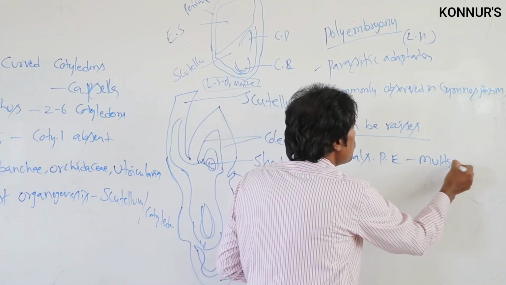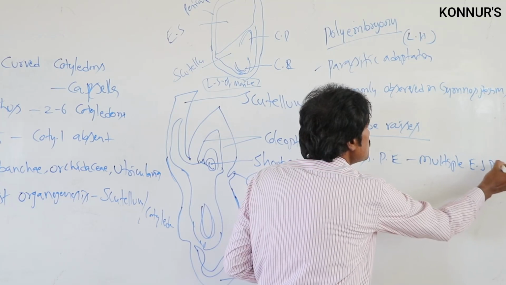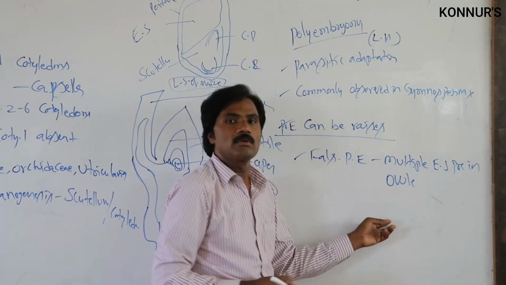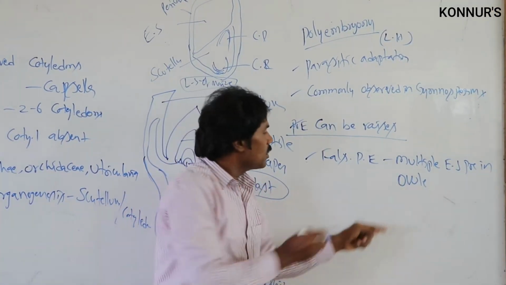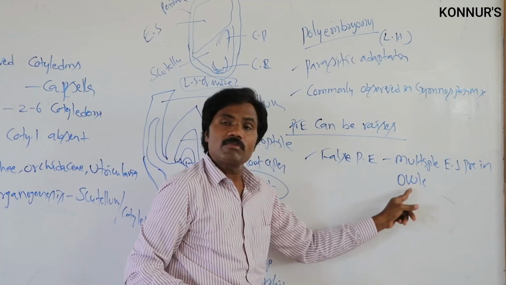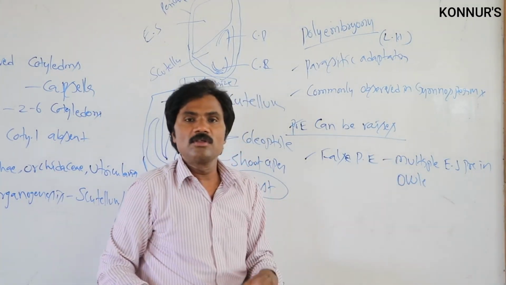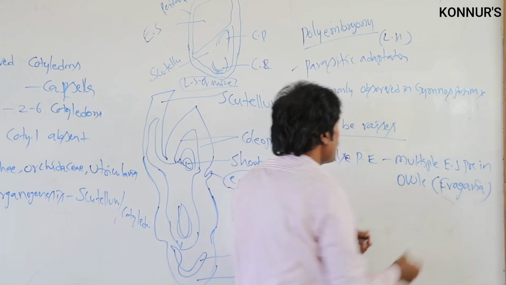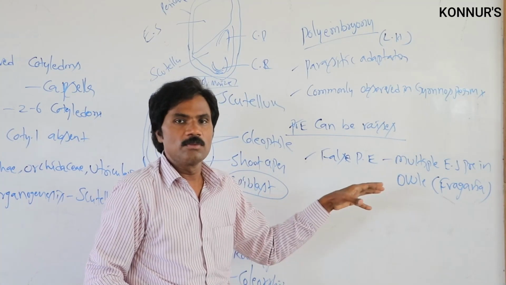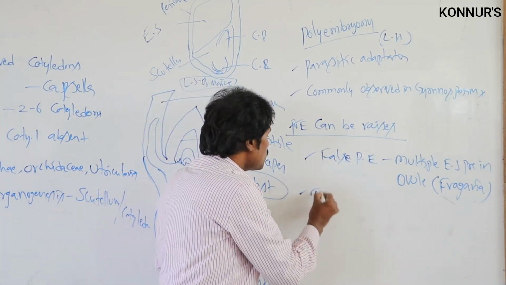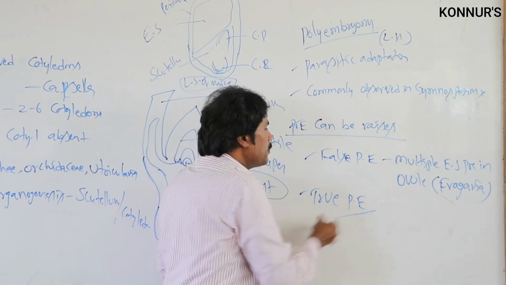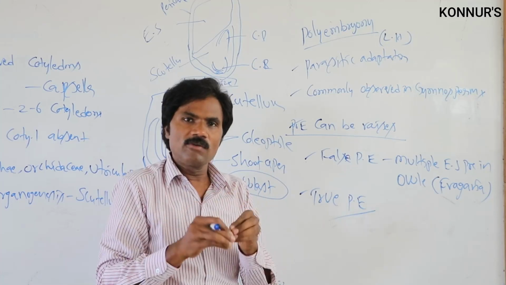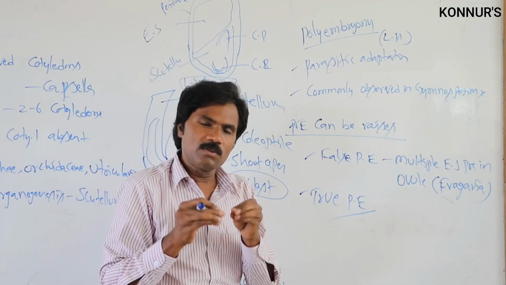Normally, multiple embryo sacs are present in a single ovule, and that is what we call false. It is most commonly observed in Fragaria plants. Then apart from this, the true polyembryony: true polyembryony means a normal embryo develops inside the ovule in its respective area.